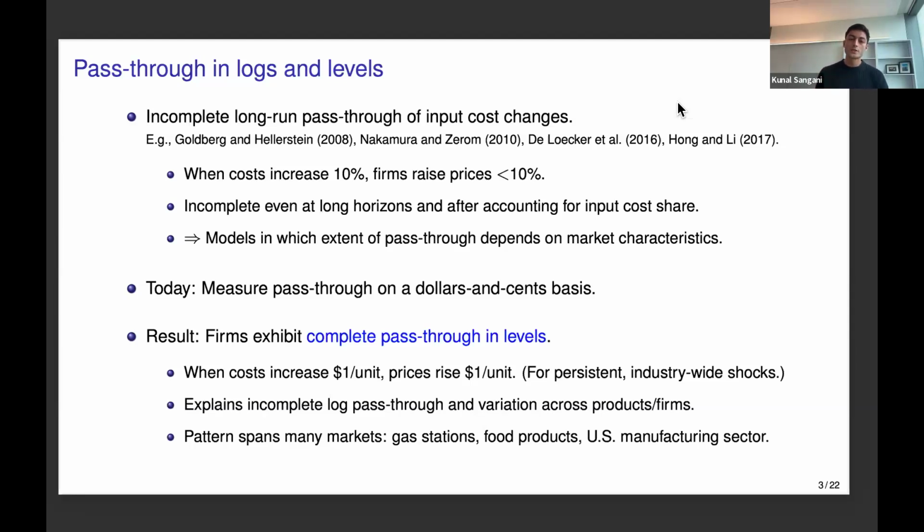Moreover, I'll show you that not only does complete pass-through explain why we see this incomplete pass-through when measured in percentage terms, but it actually explains the cross-sectional variation that we see in this percentage pass-through across products or firms in a market. Firms that have a larger gap between price and cost look like they have lower pass-through in percentage terms, when in fact they just have the same pass-through in levels as other firms. I'm going to show you mostly some graphs from food products today to give you a flavor of this evidence, but the same pattern spans many markets, as I try to argue in the paper.